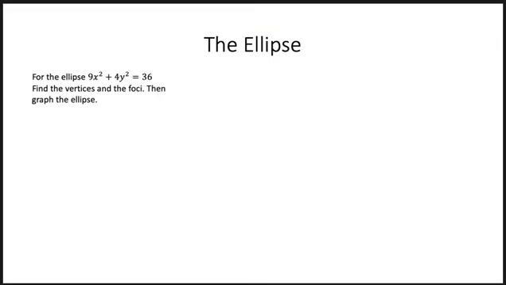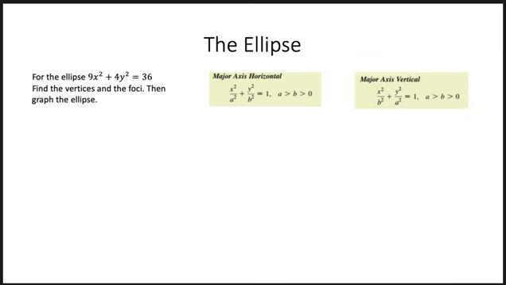For the ellipse 9x squared plus 4y squared equals 36, find the vertices and the foci and then graph the ellipse. I don't know right off the bat which type of ellipse I have, if the major axis is horizontal or vertical. But I know I have to write my equation something like this. It has to be x squared over a squared plus y squared over b squared equals 1, or x squared over b squared plus y squared over a squared equals 1.